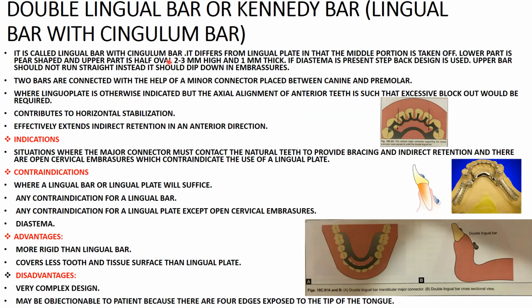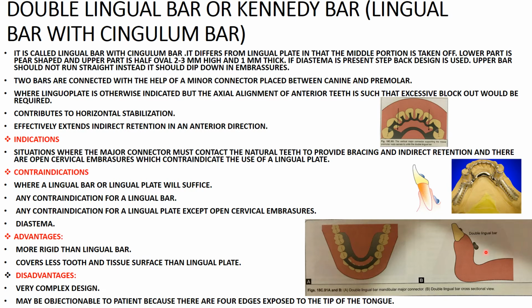Then the next is the double lingual bar, also known as Kennedy's bar, that is, a lingual bar with a cingulum bar. It differs from the lingual plate in that the middle portion is taken off when you compare it with the lingual plate. The lower part is spear shaped.